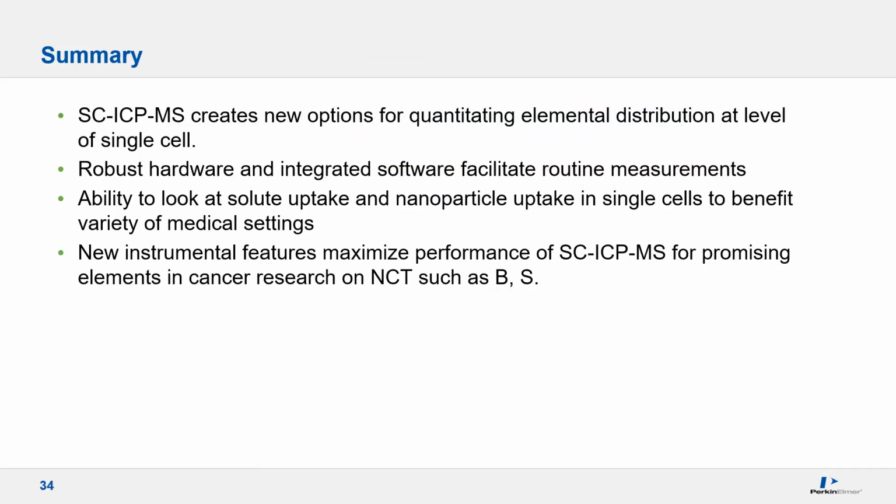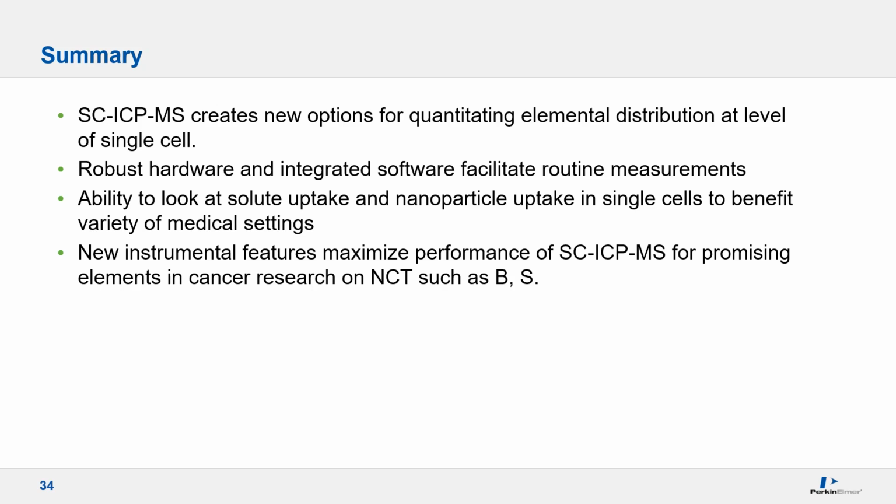Okay, with that I want to sum up. I want to basically highlight that we talked about single cell ICP-MS creating new options for quantitating elemental distributions at the level of the single cell, that such experiments require robust hardware and integrated software to facilitate routine measurements.